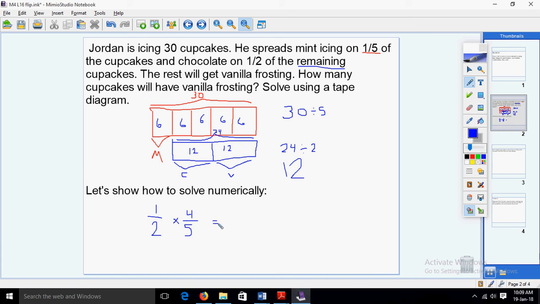Then I'm going to go ahead and multiply across, and I'll get 2/5 after I reduce. If you want to go ahead and solve it all the way out, go for it, but you will reduce it to 2/5. But we're not done yet because we have 30 cupcakes. We're trying to figure out the actual number, not just the fraction. So we're going to figure out 2/5 of 30.